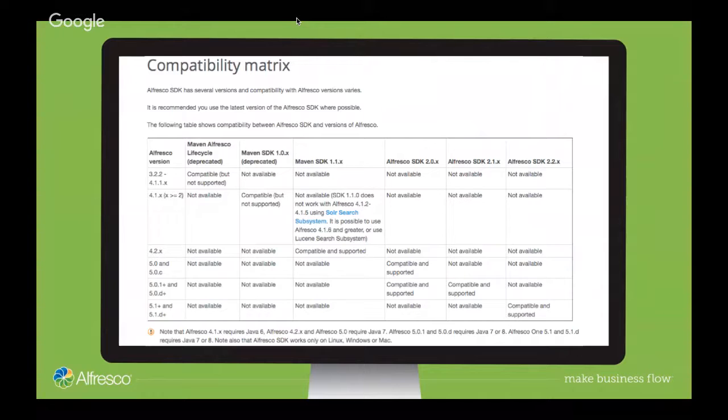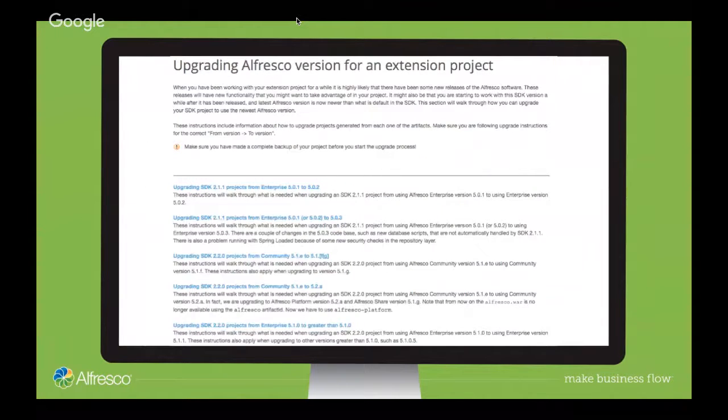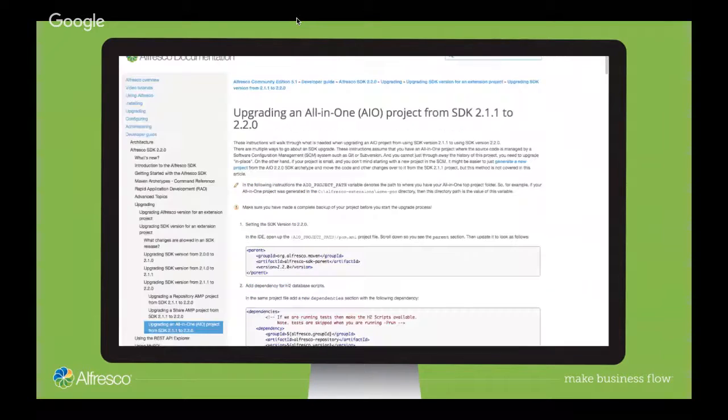If you need to use repo 5.1.1 or 5.0.1, then you need to use SDK 2.1.1 or 2.1.0, or it's just really a mess to figure all of this out. Which also meant that we've had to write some in-depth upgrade instructions, because we would have to change the archetypes in the POM files. So whenever you upgrade from one version of Alfresco to another, or from one version of the SDK to another, you end up with an upgrade page that looks like this.